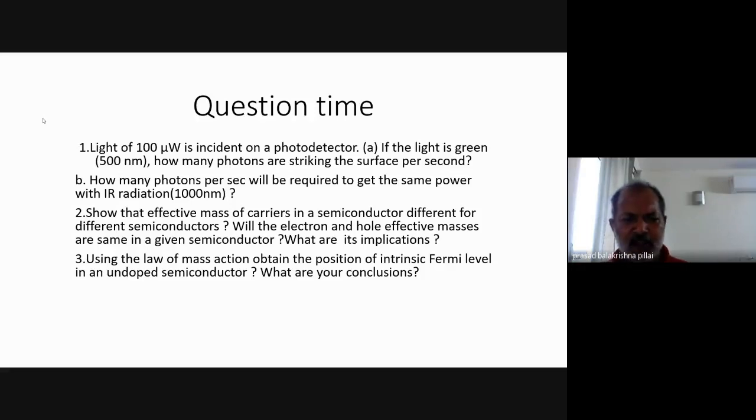So then one numerical I am giving you, two numericals in fact. First question and last one. You need to find out the intrinsic Fermi level in an undoped semiconductor, and you have to prove that it is close to the middle, and you have to find out the position of that, and you have to show that it is not exactly in the middle, it is slightly above middle. So these questions you can work out.